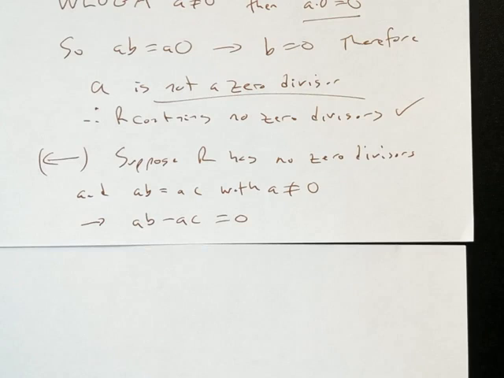Why am I allowed to do that, Reese? Why can I factor that A out? Because one of the definitional pieces of a ring is that the distributive properties work.